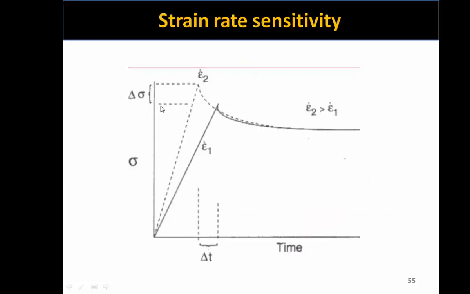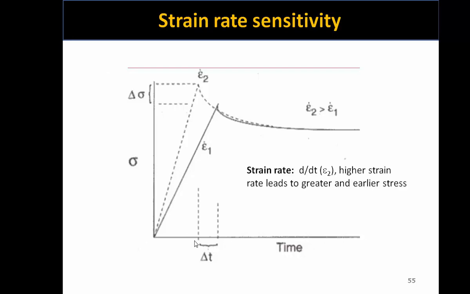The next quality here is something called strain rate sensitivity that we initially described on slide 53. And so once again here, these are time-dependent properties.